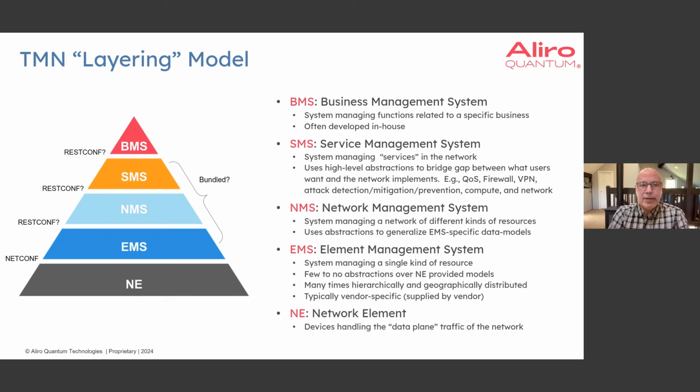And next, we're going to talk about the TMN layering model. In the triangle, you can see various layers. At the bottom are the network elements, and then we have the element management system, the network management system, service management levels system, and the business management system. They're shaped this way because it's intended to convey that there are many more network elements than there are element management systems, and so on.